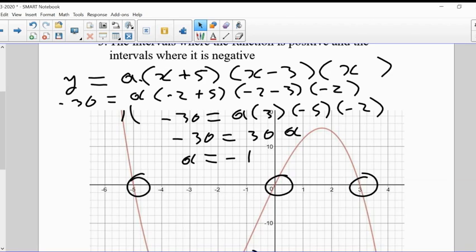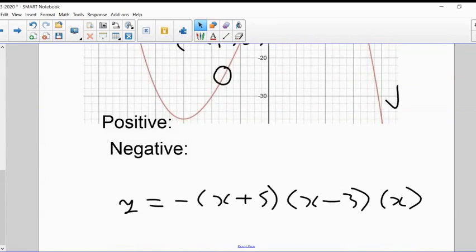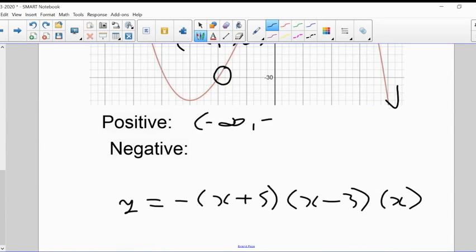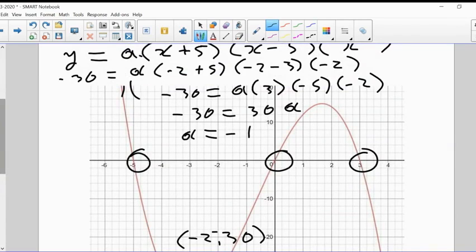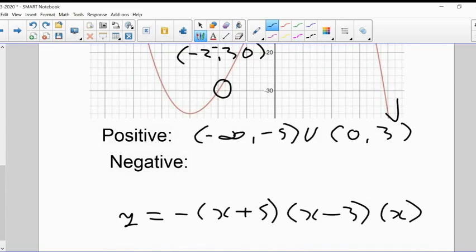Well, I'll answer that for you for this one. I'm going to give you the answer for this one. Anywhere to the left of minus 5, it's above the x-axis. The red line is above the x-axis, and that means it's positive. So the first answer for that is anywhere from minus infinity up to minus 5, union with, that's not the only place, anywhere from 0 to 3. That's where the graph is above the x-axis, right?